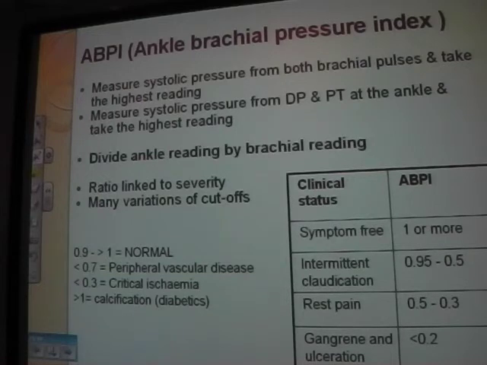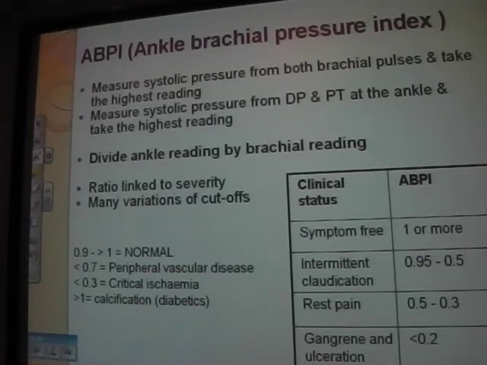Well, this is not ideal. I'm not actually going to do it, but I'll just show you some of the equipment. I'm sure you're familiar with it already. So what you do is you take the systolic pressure from both brachial arteries as if you're going to take the blood pressure, and then you take the highest reading of that. Okay. So you don't really need a Doppler for that. You can just really take the blood pressure.